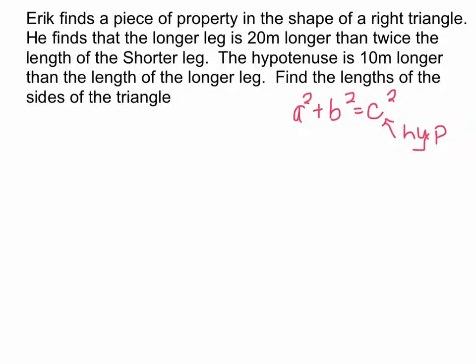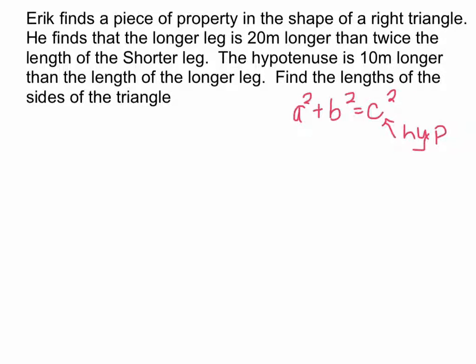He finds that the longer leg is 20 meters longer than twice the length of the shorter leg. The hypotenuse is 10 meters longer than the length of the shorter leg. Keywords: find the lengths of the sides of the triangle.